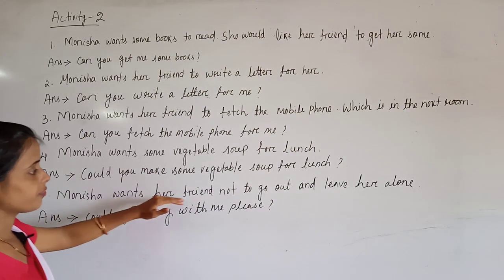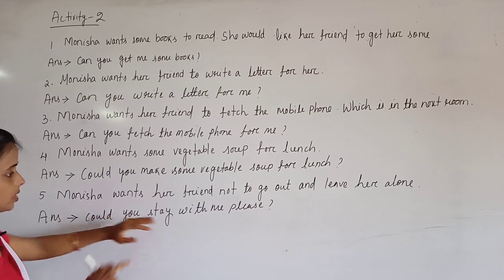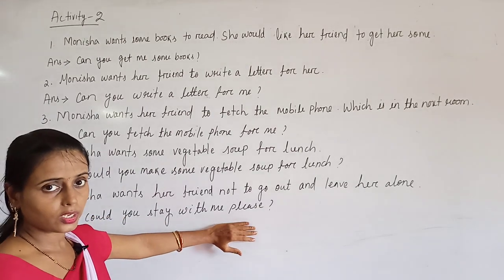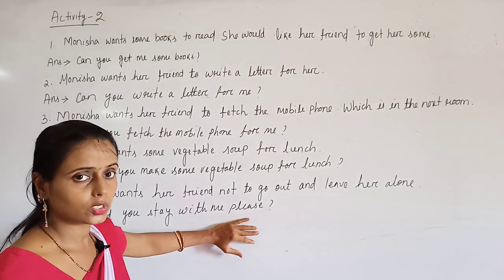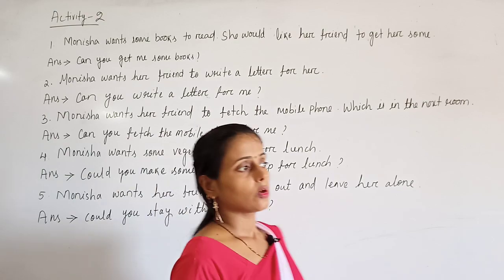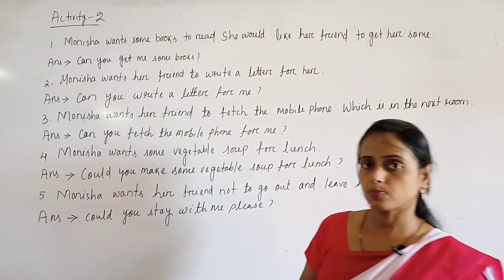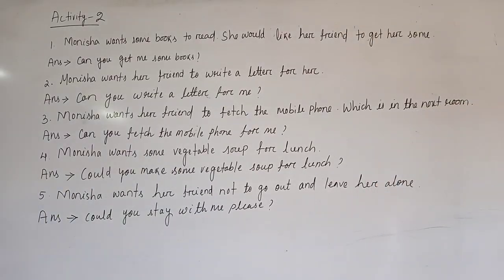Monisha wants her friend not to go out and leave her alone. Could you stay with me please? Okay, it means here she is making the request that Monisha's friend will not go outside. She will live with her only. That's why the request must be quite more formal as well as polite. So, this is your activity 2. Now, let us go to activity number 3.